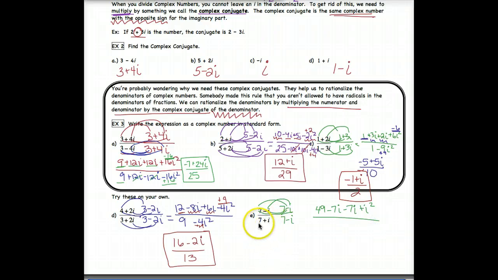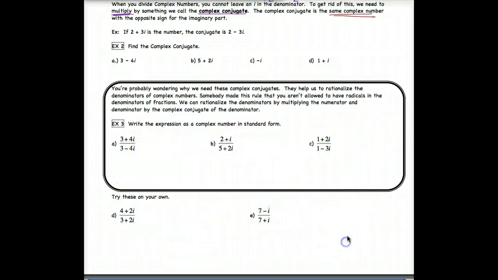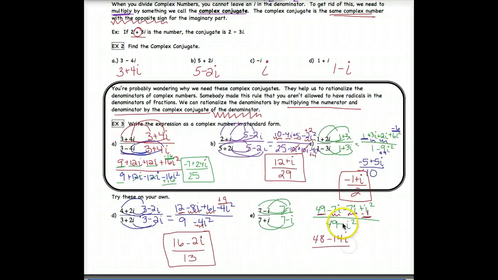On the bottom, sum and difference, so that means the inners and outers will drop. Firsts are 49, lasts are negative i squared. On the top, i squared is negative 1, so I take that negative 1 and combine it with the 49, so that gives me 48. These, negative 7i minus 7i is negative 14i. And then on the bottom, minus i squared becomes a plus 1, so 49 plus 1 is 50.